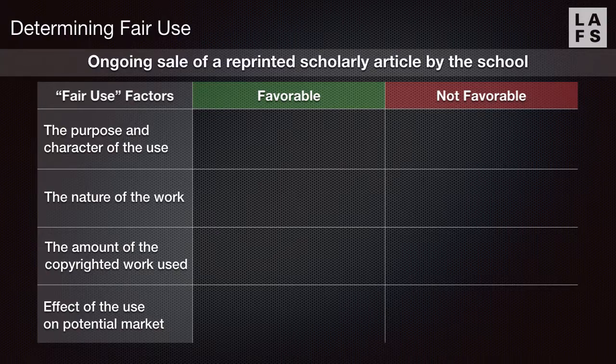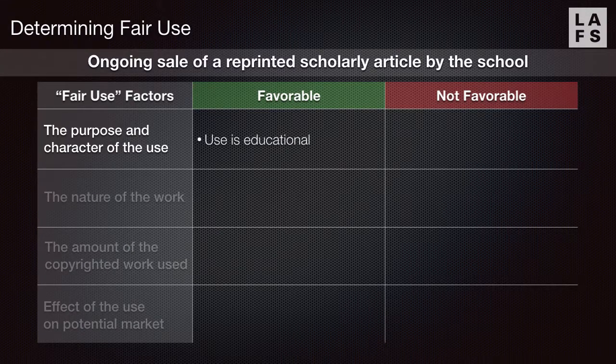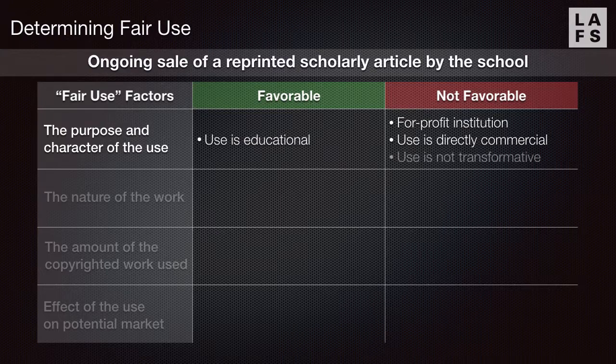The purpose and character of the use. Well, the use is educational. That is favorable toward a fair use defense. It is a for-profit institution. That is not favorable. The use is directly commercial. They are directly profiting on the sale of these copies. And the use is not transformative. It's a scholarly article and they're using it as such.